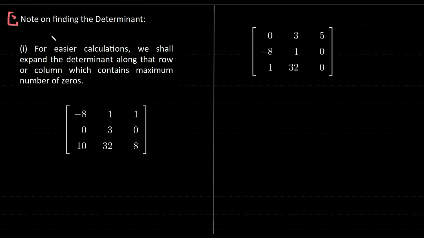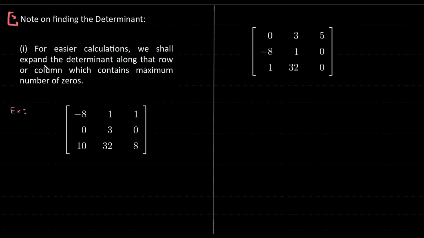A few things to know when we are working with determinants. For easier calculation, we shall expand the determinant along the row or column which contains the maximum number of zeros. Okay, what does that mean? If I have a matrix, I can use any row or any column to expand it to get the answer. That you guys know. And all the answers are equal.